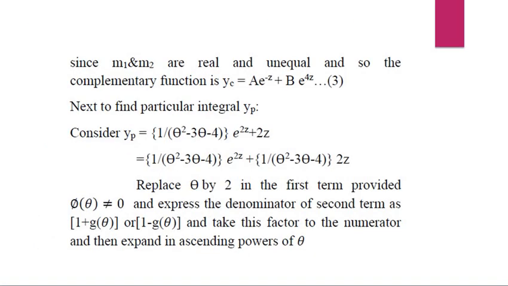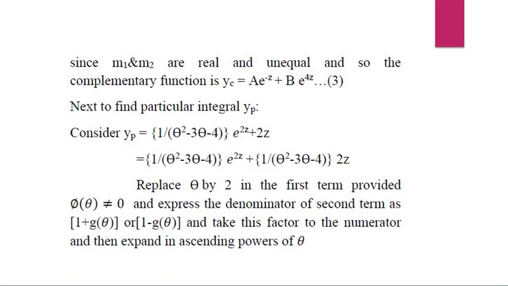Since m1 and m2 are real and unequal, the corresponding complementary function will be of the form yc is equal to a e power m1 z plus b e power m2 z. This can be written as a e power minus z plus b e power 4z. So this is equation 3. Now we have to find the particular integral yp.